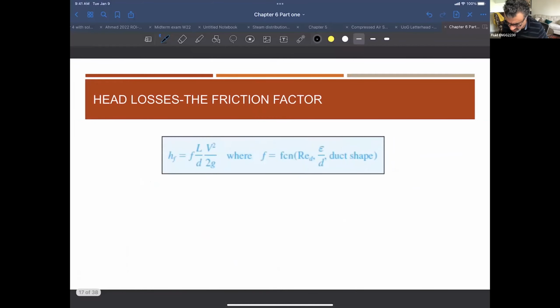So in general, our friction loss is f L V squared over 2gD, where f is a function of Reynolds number, epsilon over D, and epsilon is the roughness of the pipe. And the duct shape is whether the duct is circular or a different type of shape. Friction losses are determined experimentally, because we said we're going to run an experiment. But in order to minimize the number of experiments we have to run, we put everything in a non-dimensional form. That's why you will see the friction factor is a function of a non-dimensional group.